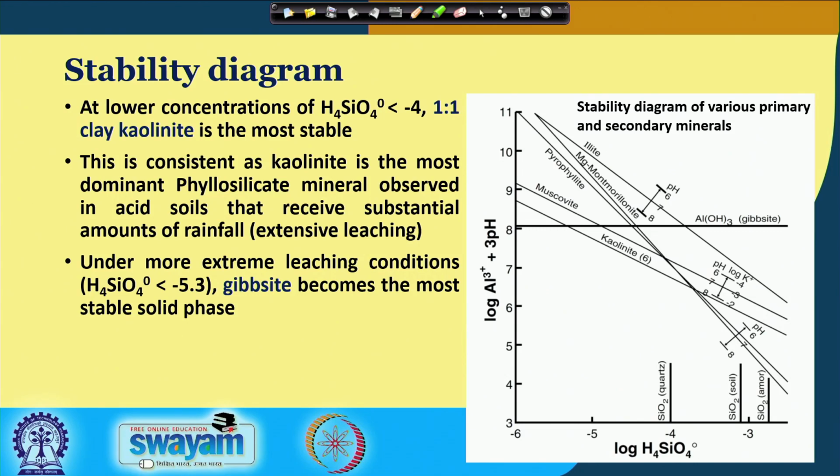Under more extreme leaching conditions, that means when the H4SiO4 is less than 5.3, in this region you will see that only gibbsite is more stable than kaolinite.